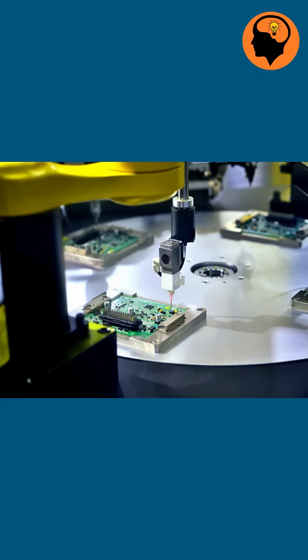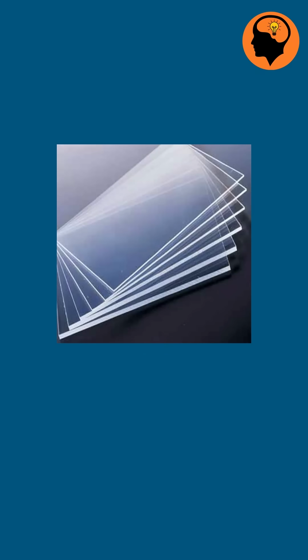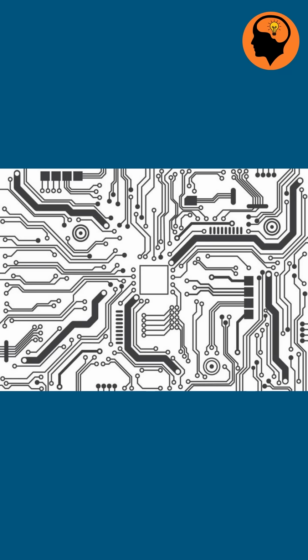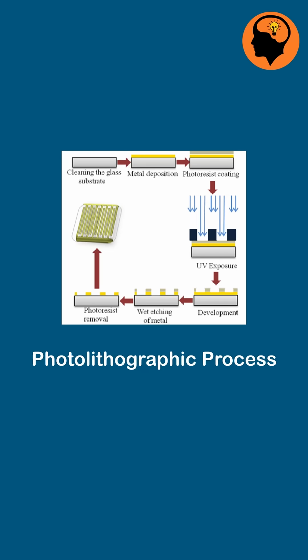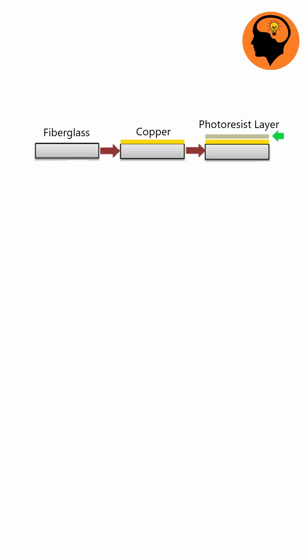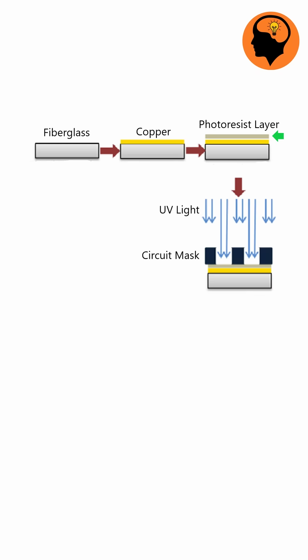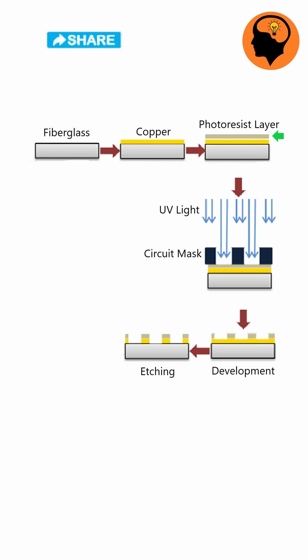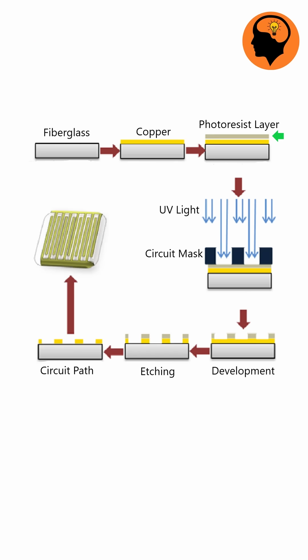PCB making starts with a base material, typically a non-conductive substrate like fiberglass, coated with a thin layer of copper. The desired circuit pattern is created using a photolithographic process. A photoresist layer is applied, exposed to UV light through a circuit mask, and developed to reveal the copper traces. Unwanted copper is etched away, leaving the circuit paths.